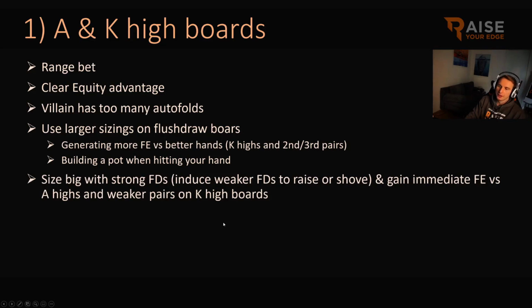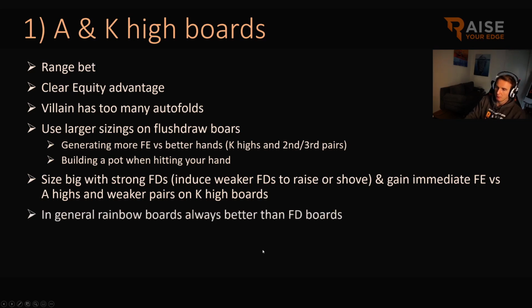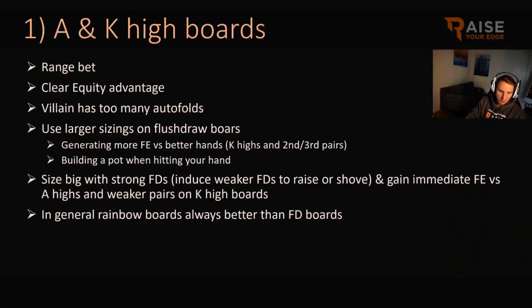Size big with strong flush draws and use weaker flush draws to raise or shove, and gain immediate fold equity with ace size on king high boards, of course, and weaker pairs on king high boards. We're going to look into that as well. Let's compare that with a rainbow ace high board.